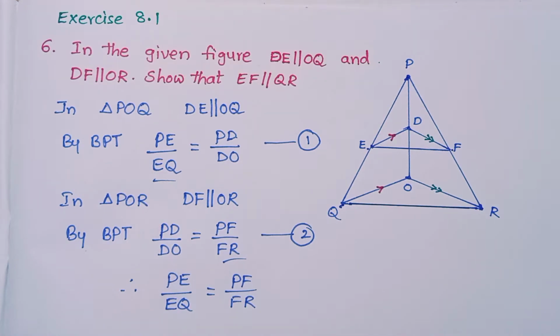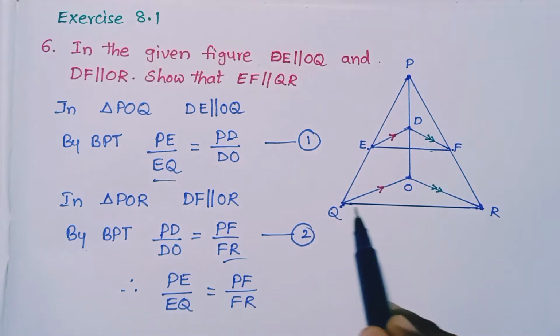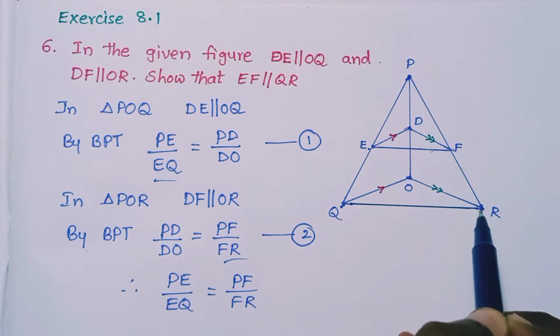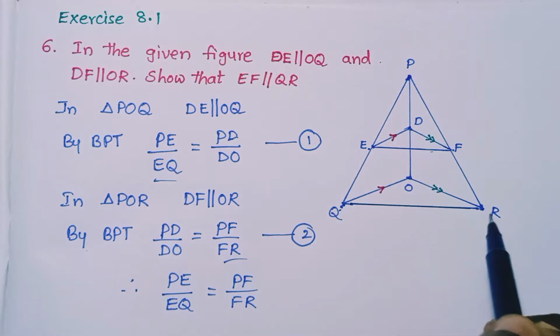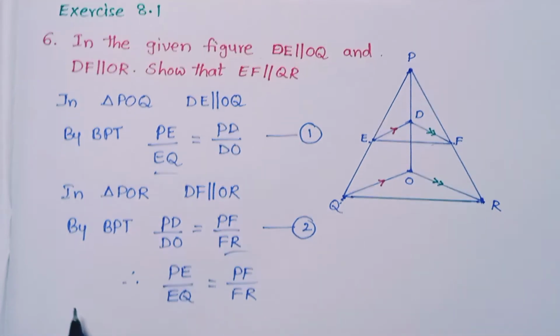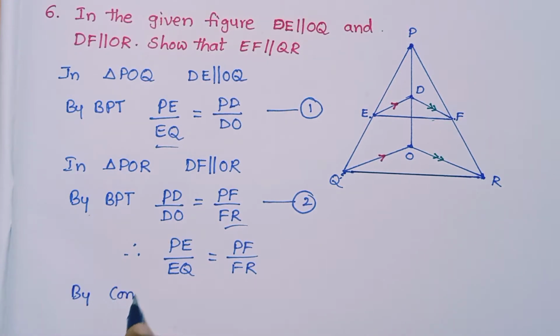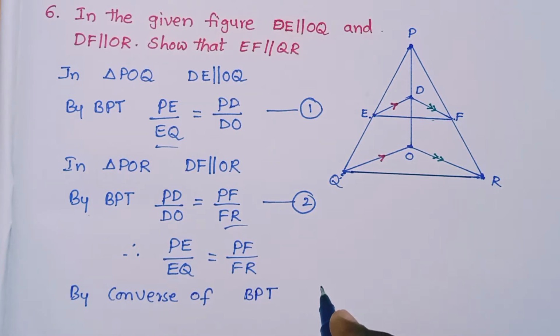So by the converse of basic proportionality theorem, the line EF is parallel to QR. Because EF divides the two sides of the triangle in the same ratio, it must be parallel to the third side QR. So we can conclude here by converse of basic proportionality theorem, EF is parallel to QR.